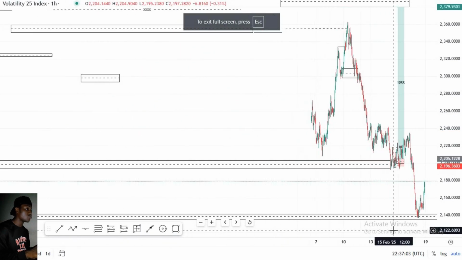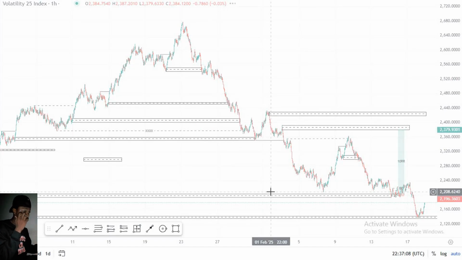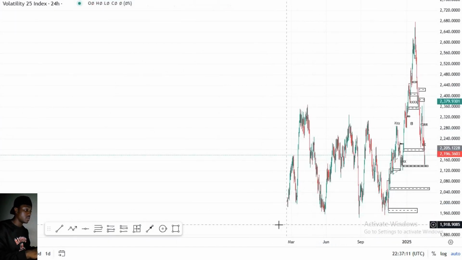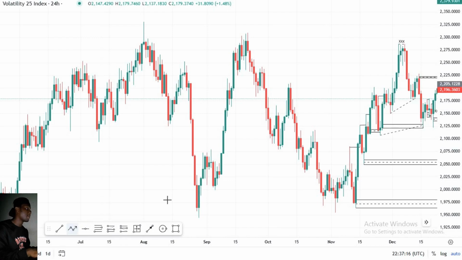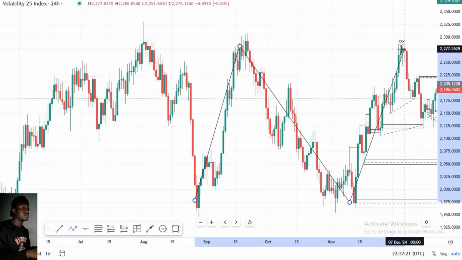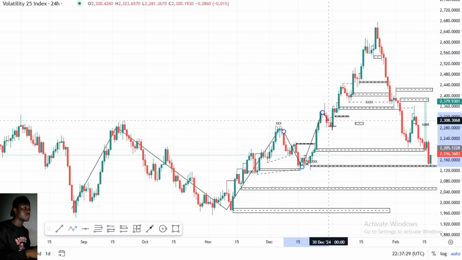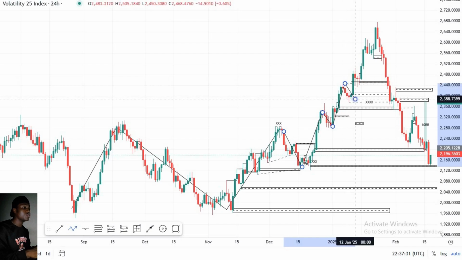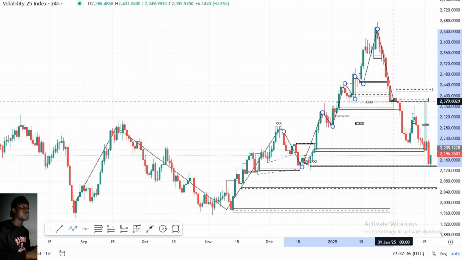So let me go to the daily time frame first, the 24 hours. As you can see from the daily time frame, this pair has been bullish, making highs, lows, highs. So let's continue. Lows, broken highs, broken lows, breaking highs, lows, highs, lows. And as you can see, when it made this high and came and broke this low, it gave a change of character.